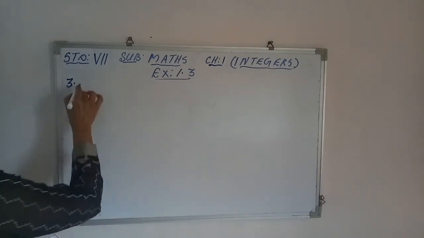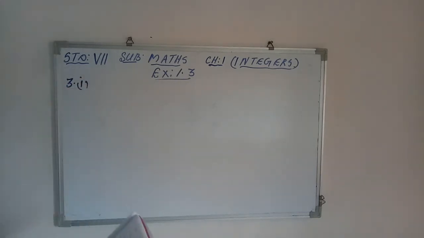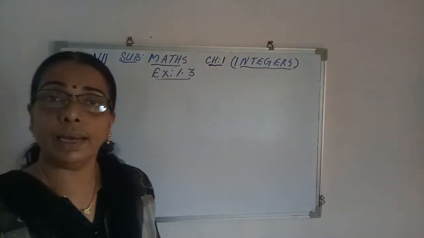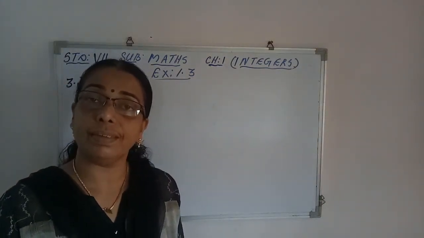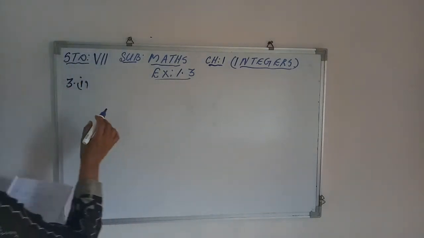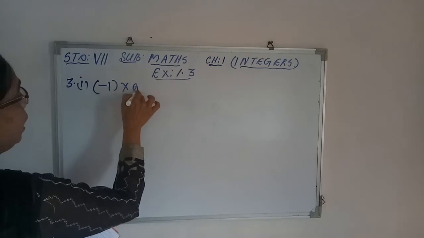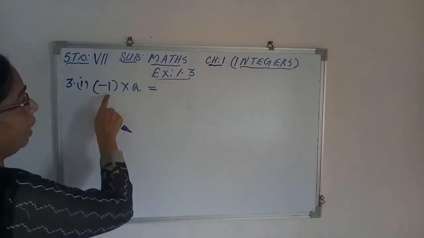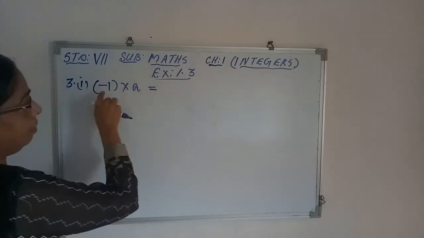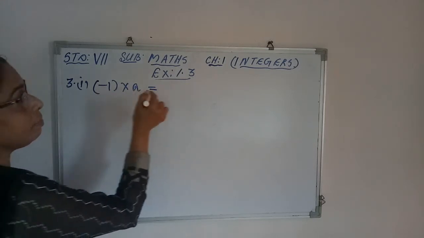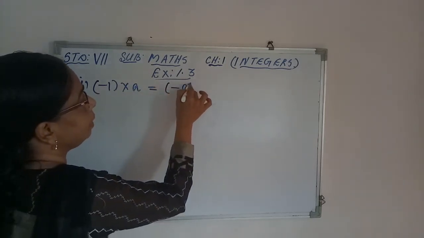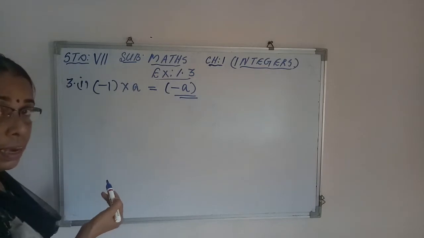For any integer a, what is minus 1 into a equal to? We know that any integer multiplied by 1 will give you the same integer. So here, what is minus 1 into a equal to? 1 into a is a. As it is multiplied by minus, we get minus a. That's the answer. Is that clear?